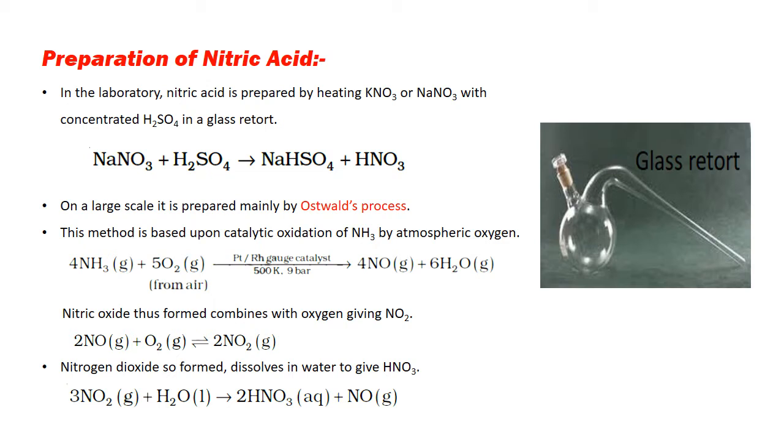On large scale, it is manufactured by the Ostwald process, in which a mixture of ammonia and oxygen is heated in the presence of platinum and rhodium gauze catalyst at a temperature of 500 Kelvin and 9 bar pressure. So nitric oxide is formed. This nitric oxide is oxidized again to give nitrogen dioxide. Nitrogen dioxide dissolves in water and forms nitric acid.